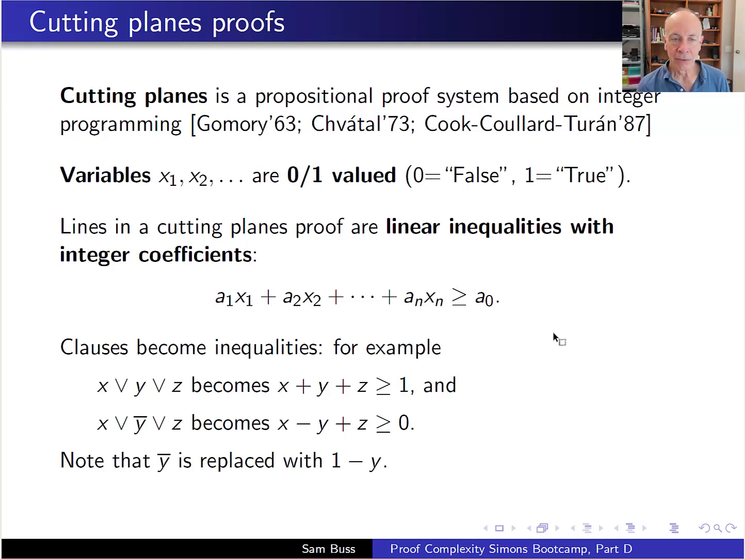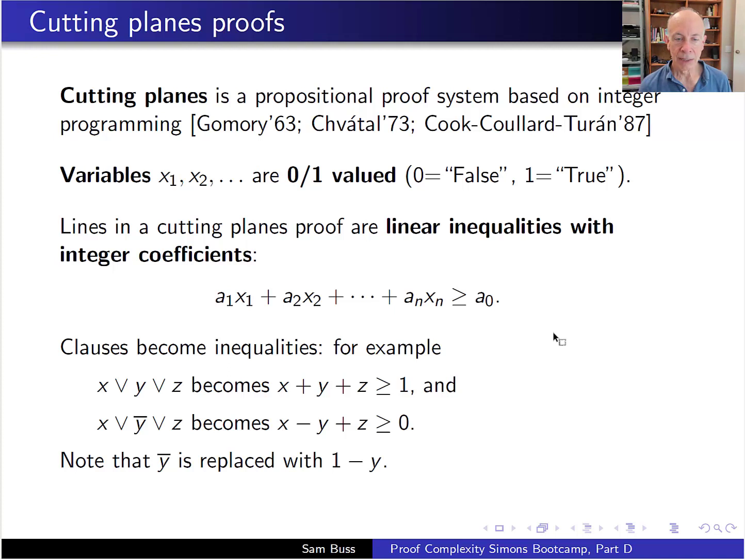Variables are x1, x2, x3, etc. These are 0, 1 valued variables. We're interpreting 0 as false and 1 as true. Hence, they're essentially Boolean values, but interpreted as integers. Lines in a cutting planes proof are linear inequalities with integer coefficients, shown here as a1 x1 plus a2 x2 plus ... an xn greater than or equal to a0. And again, the ai's are all integers, but possibly negative integers.